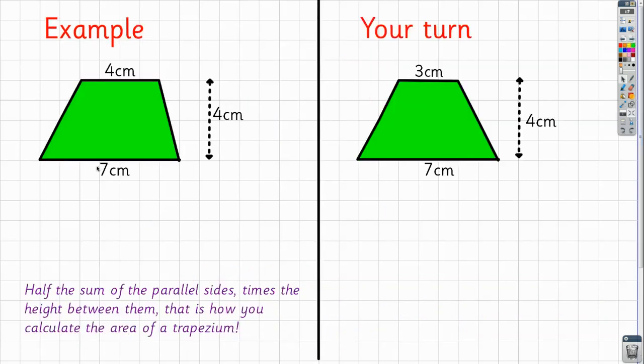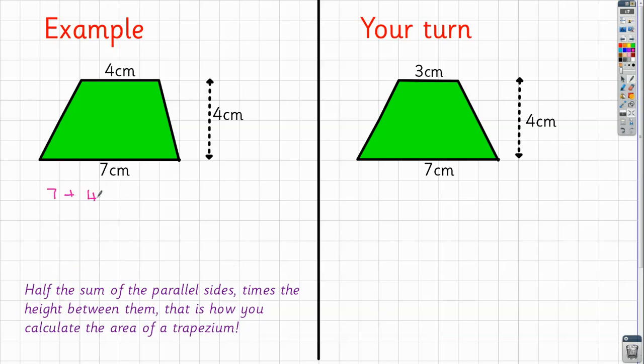So on the left-hand side, I have two parallel sides. They are 4 and 7. Those two sides are going in the same direction. I'm going to find half the sum of the parallel sides. So I'm going to sum or add the parallel sides together.